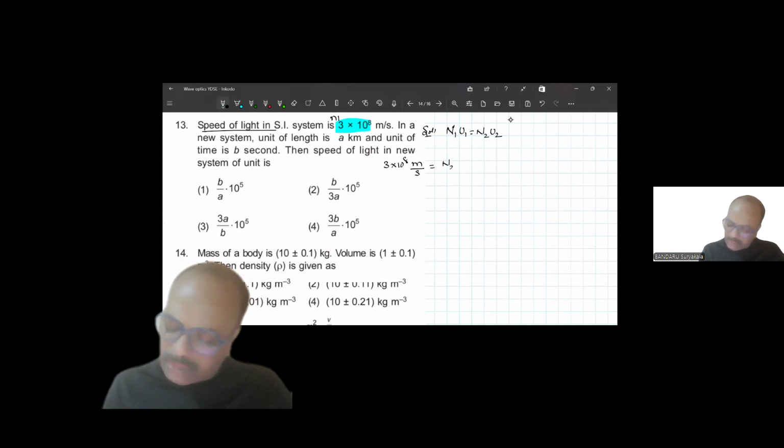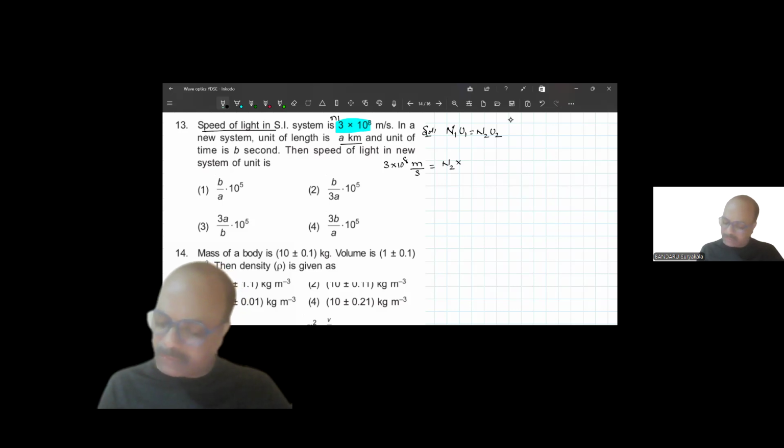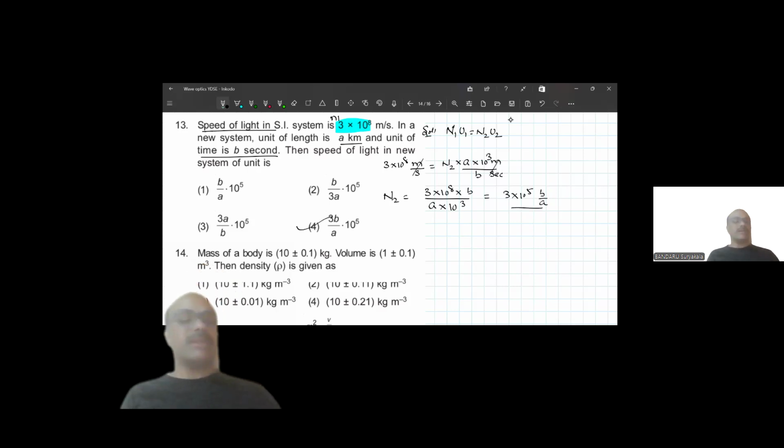Second one, we don't know N2, and the length is given as a kilometer. So a kilometer means 10 cube meter, and units of time b seconds, so meter by b second. I want N2. So N2 equals 3 into 10 power 8. This meter per second gets cancelled. So B by A into 10 cube. So we can write 3 into 10 power 8 minus 3 becomes 10 power 5 into B by A. So option 4 is the correct answer.